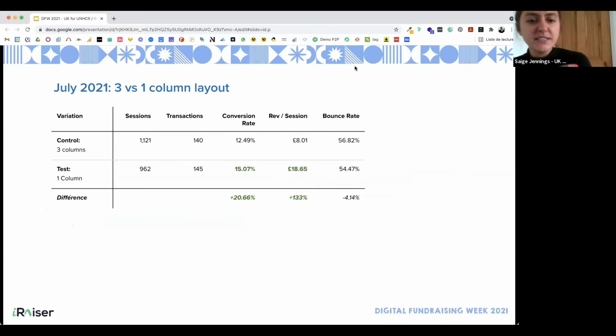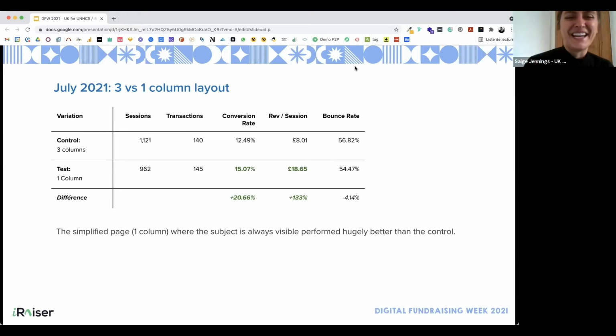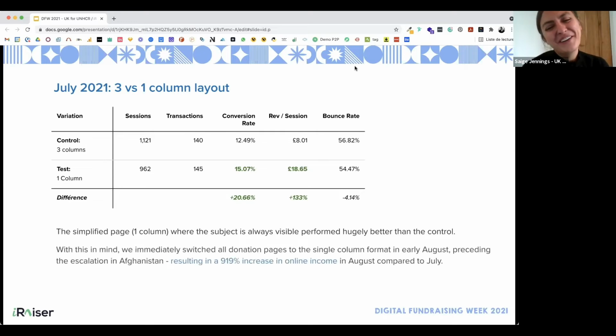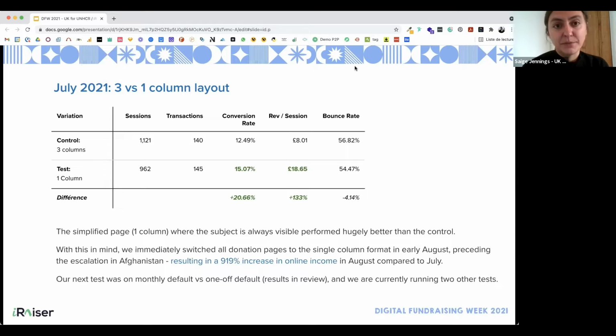So this goes through the session breakdown and the transactions, and as you can see, the conversion rate and the revenue per session were much higher on the one column, and the bounce rate was actually lower. So with this in mind, we immediately, I think there might be some text that comes up. Thanks, Simon. So it was a very clear winner, where the subject is always visible, and it performed hugely better than the control.